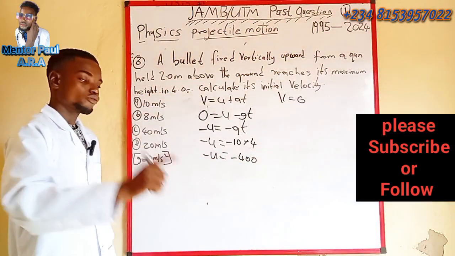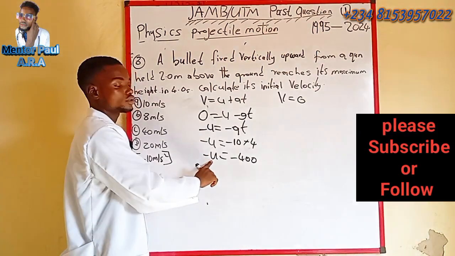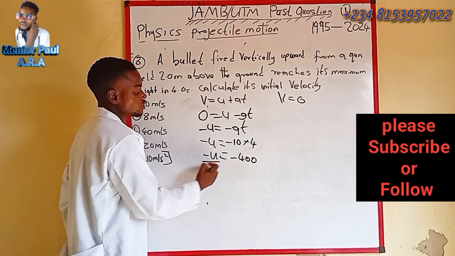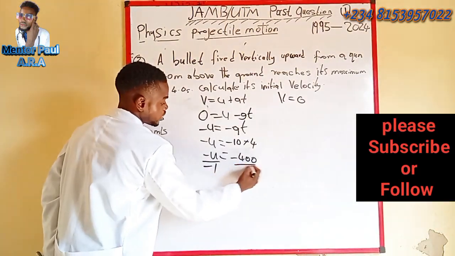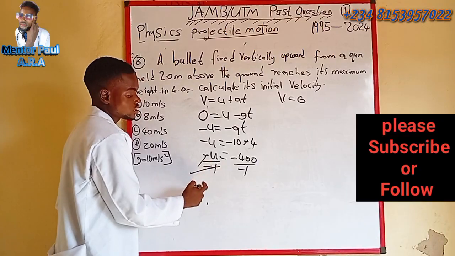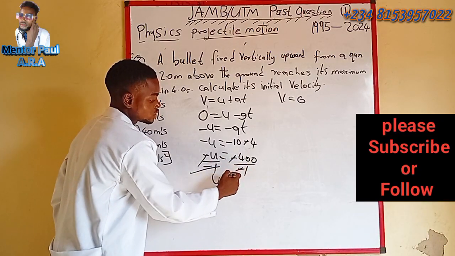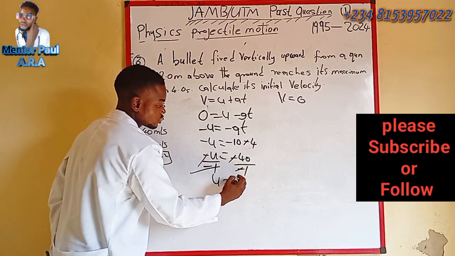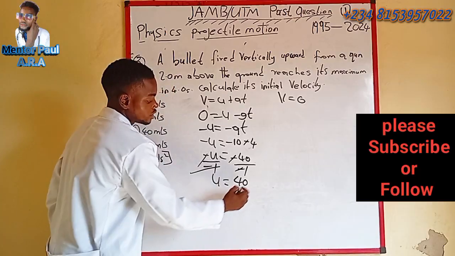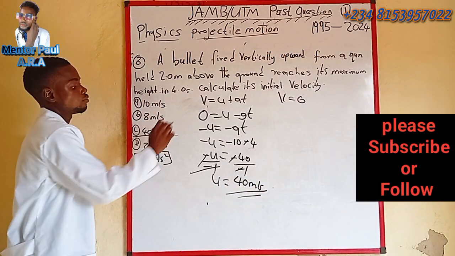Now, remember that we are not looking for negative u or negative initial velocity. We are just looking for the initial velocity, just u. So in this case, we divide by negative 1 to cancel this negative. We also divide on both sides. So this negative cancels this negative. We now have that u is equal to 40 divided by 1, which gives us 40, and this is in meters per second. And here we have it as the option number.